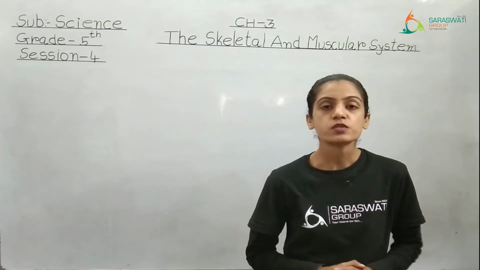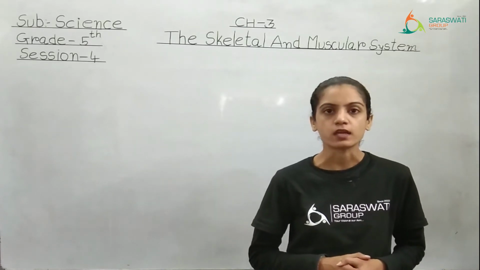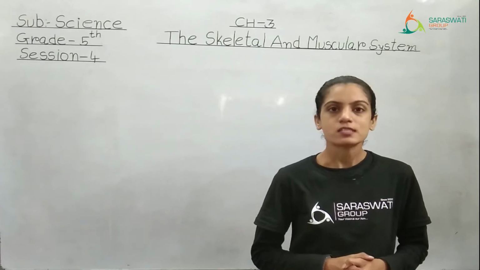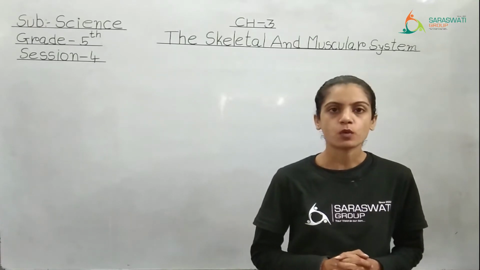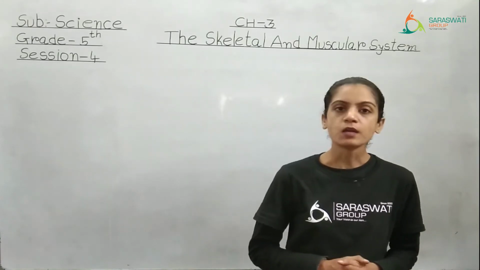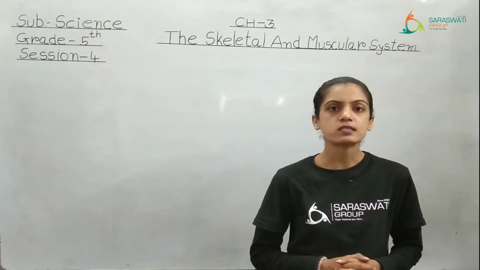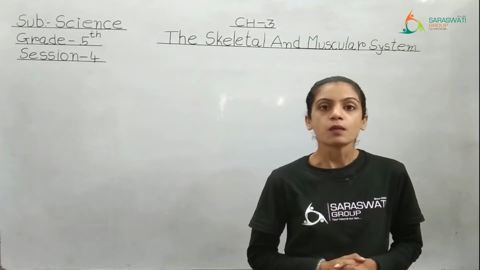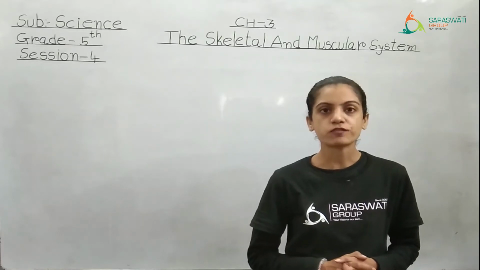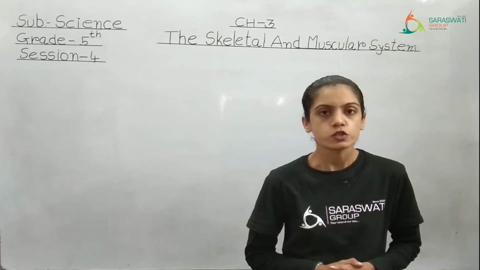Now, in the science subject, we have started with lesson number 3, in which we are studying the two systems of the human body, skeletal and muscular system. We have completed half portion of the skeletal system. So today I'm going to start with the last portion of the skeletal system, that is joints.